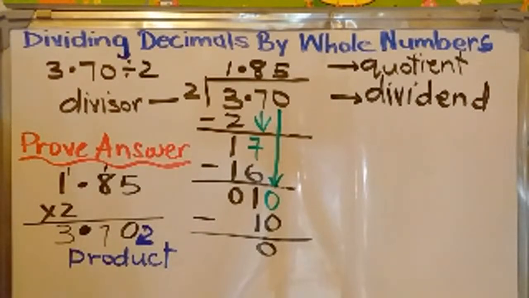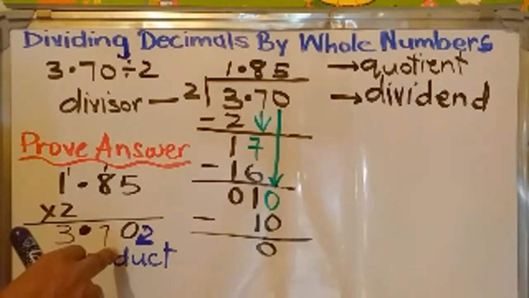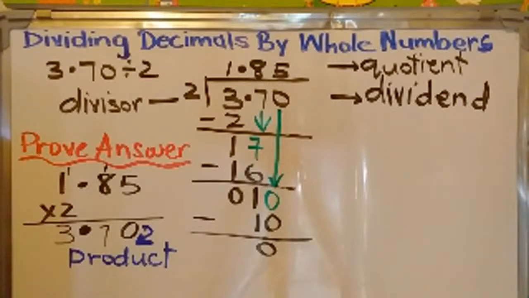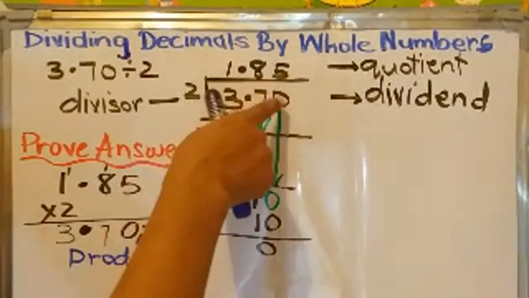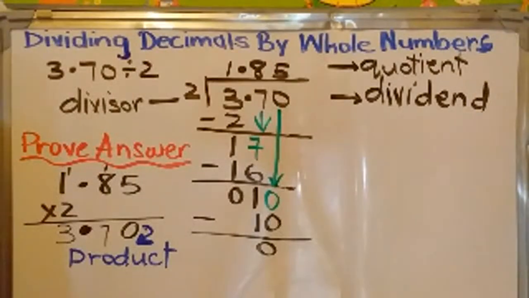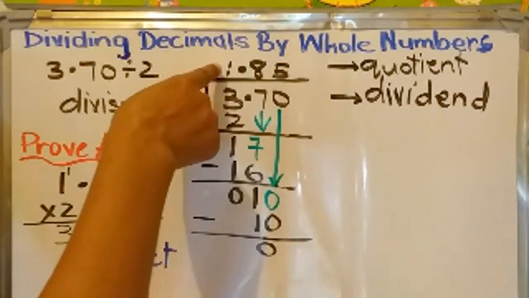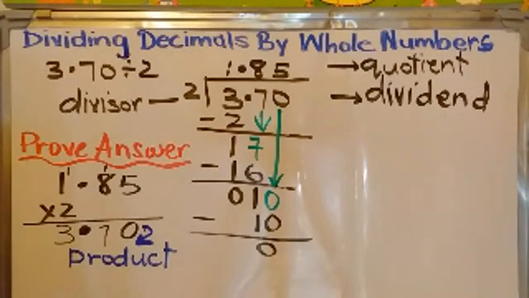So now I'm going to check to see if my product, which is 3.70, is the same thing as the dividend in my mathematics problem. So 3.70 is the same thing. That is telling us that our quotient, which is 1.85, is correct. I'm going to give you some time to check what we just did together. Take a close look at it.